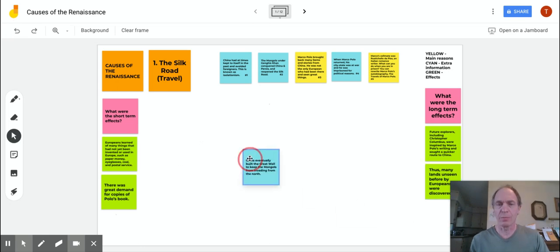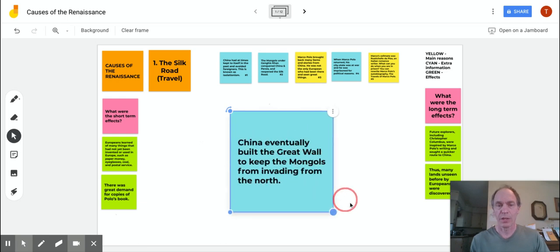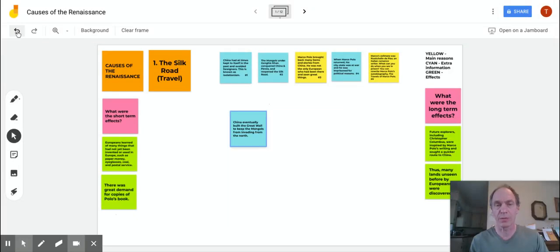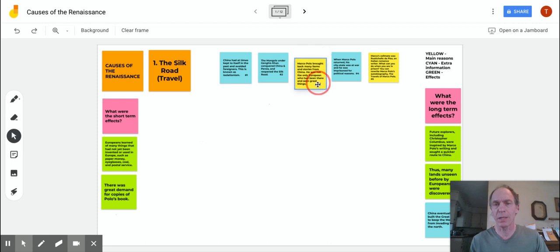We have in our last box here just a little extra piece of information, and it caused something else in China. China eventually built the Great Wall to keep the Mongols from invading from the north. So the fact that the Mongols did invade eventually led to the building of the Great Wall of China. So we have two items, two main points here, along with the other items that we had talked about.